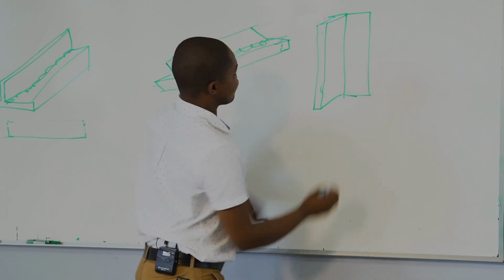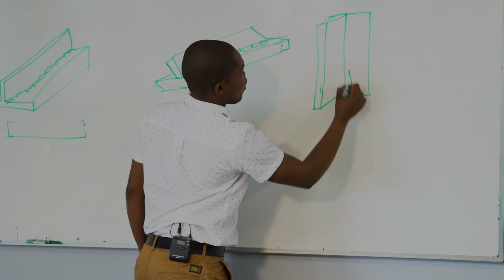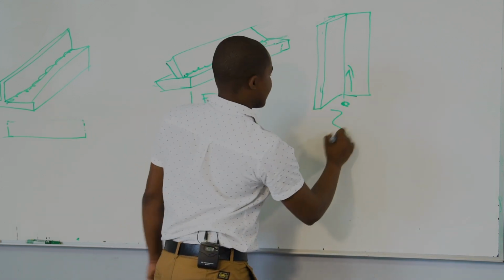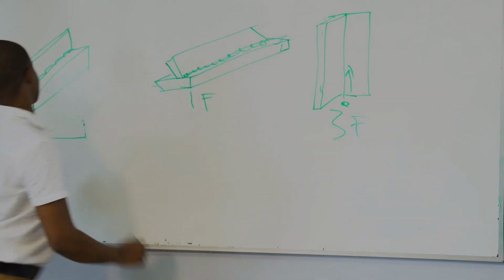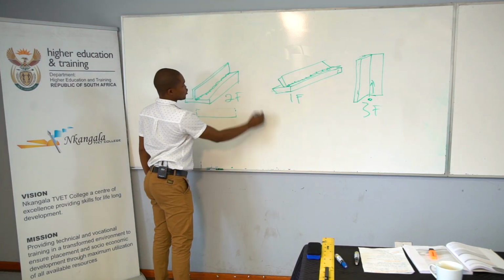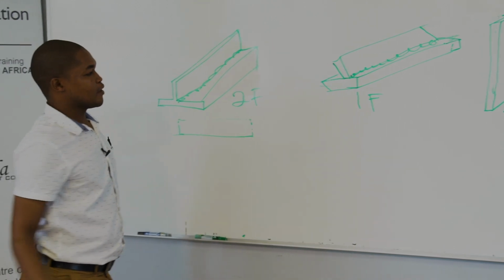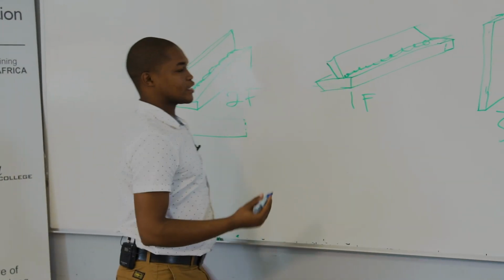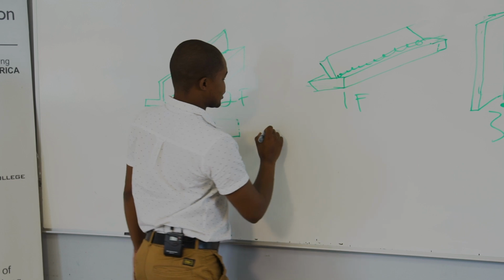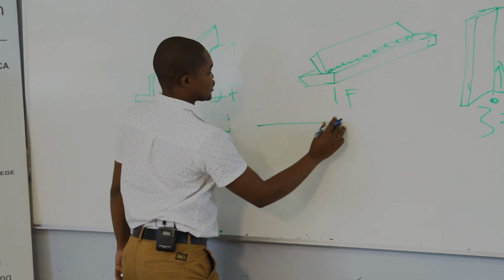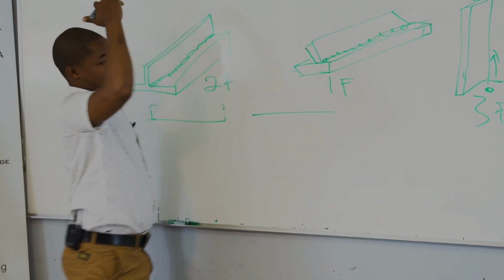So I'm going to weld from this part going upwards. This is the 3F position. This is the 2F. What else do we have in these positions? We also have the 4F position, which is the overhead position. We're going to weld above your head.